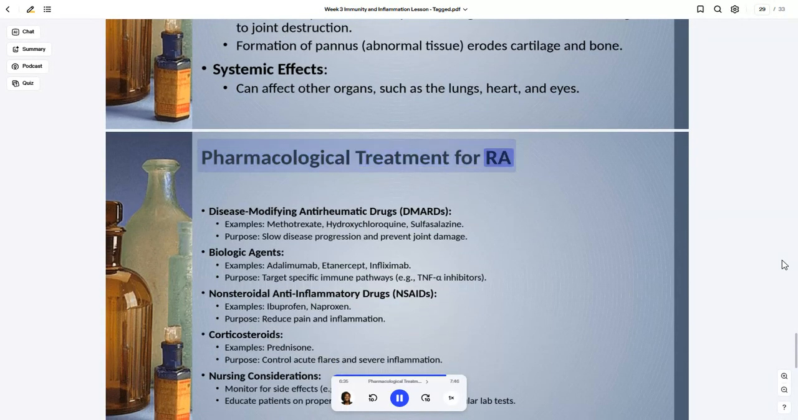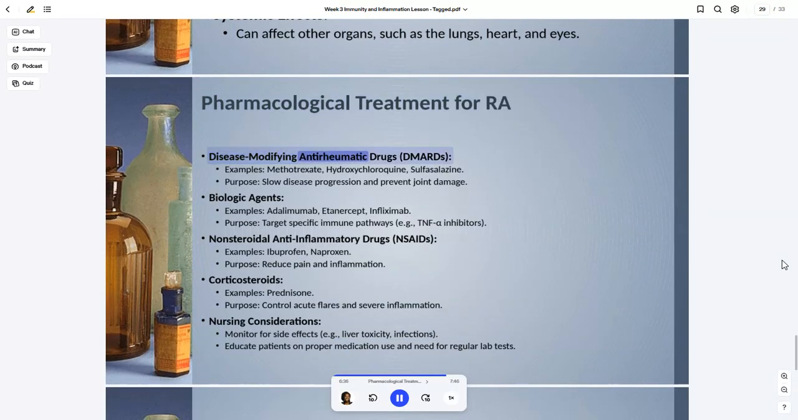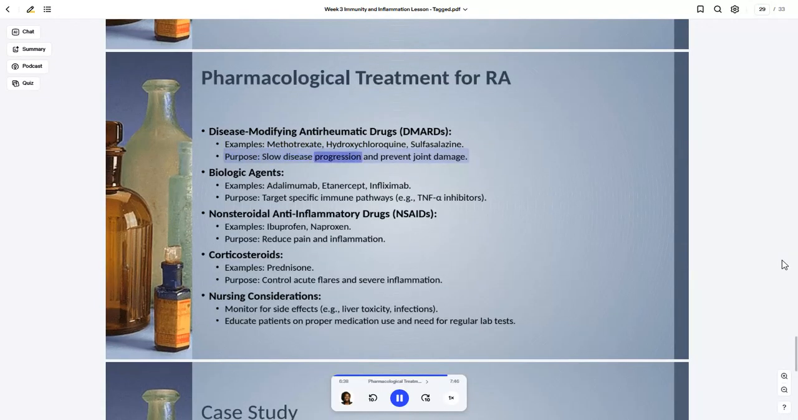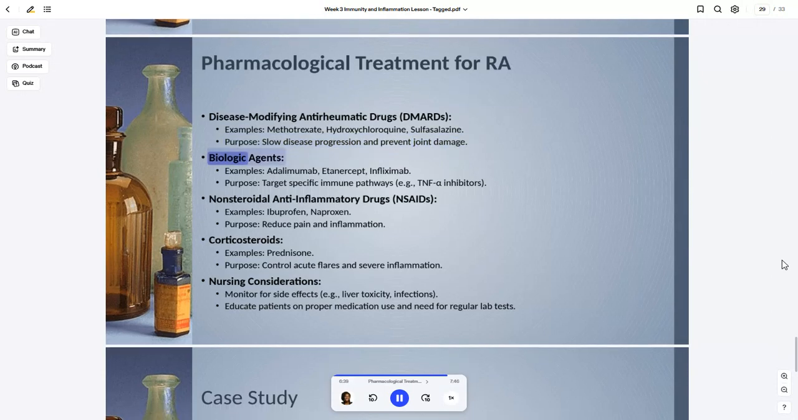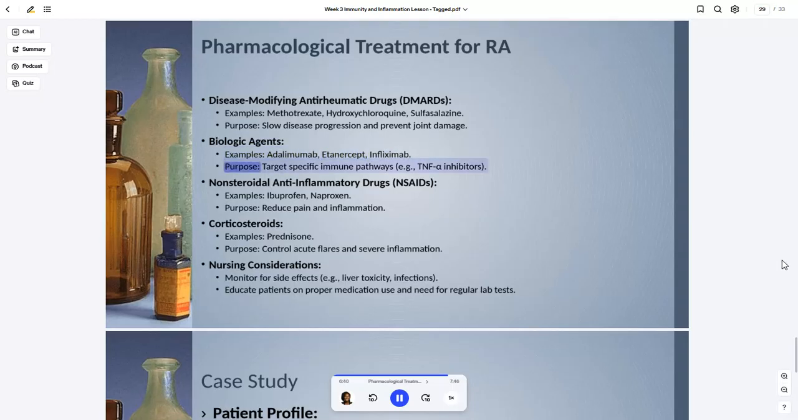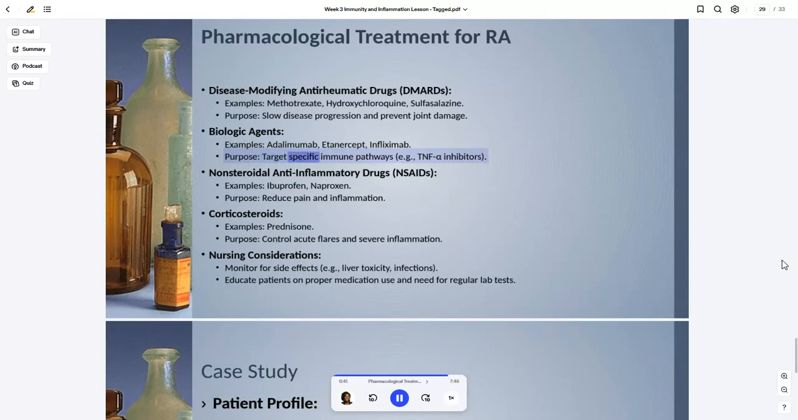Pharmacological treatment for RA. Disease-modifying antirheumatic drugs, DMARDs. Examples: methotrexate, hydroxychloroquine, sulfasalazine. Purpose: slow disease progression and prevent joint damage. Biologic agents. Examples: adalimumab, etanercept, infliximab. Purpose: target specific immune pathways, for example, TNF-alpha inhibitors.